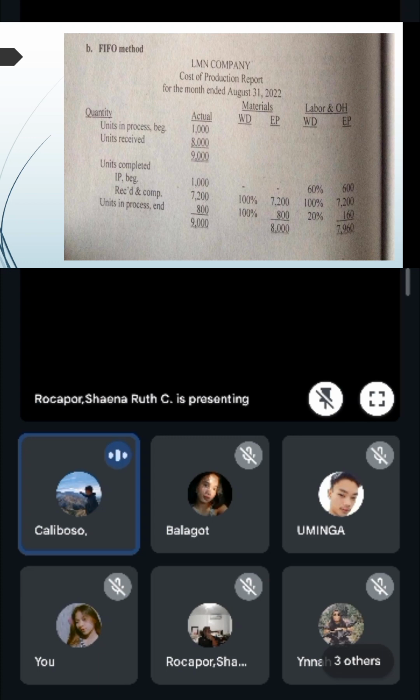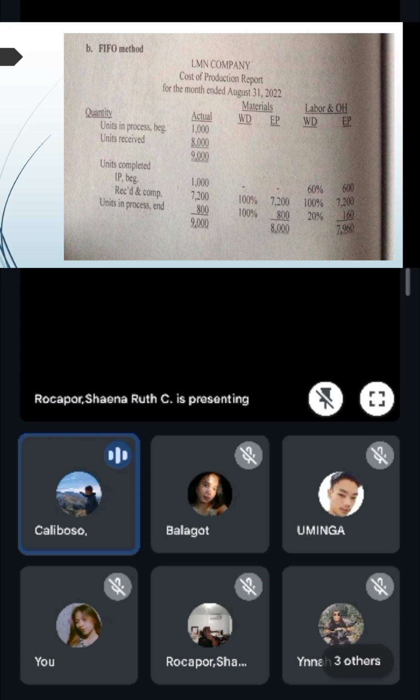So, paano nakuha yung mga percentage nito? Kasi as you can see naman, yung work done complete is 100%. Pasensya na, medyo maingay kasi. 100%. So, total niya nung equivalent production niya is 7,2. Tapos, sa unit in process naman, sa ending, 800, 100% sa work done niya, equals equivalent production niya is 800. So, total niya is 8,000.